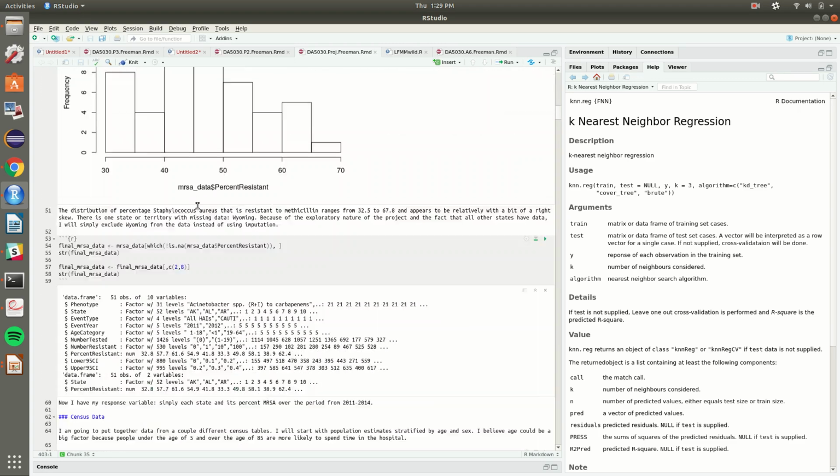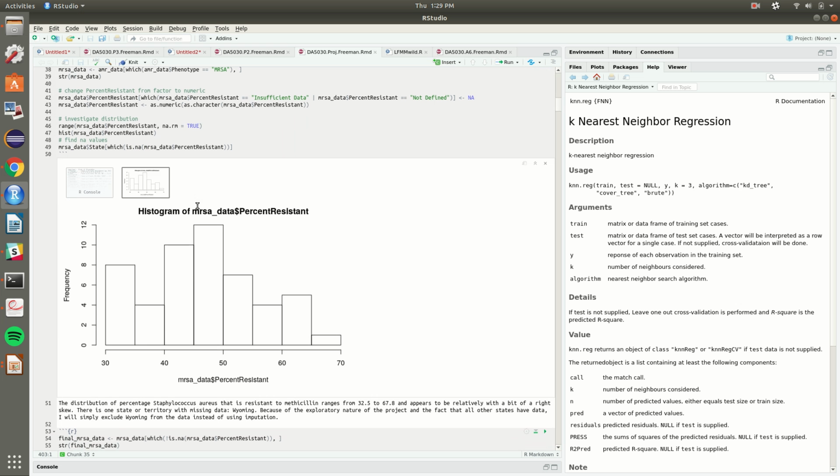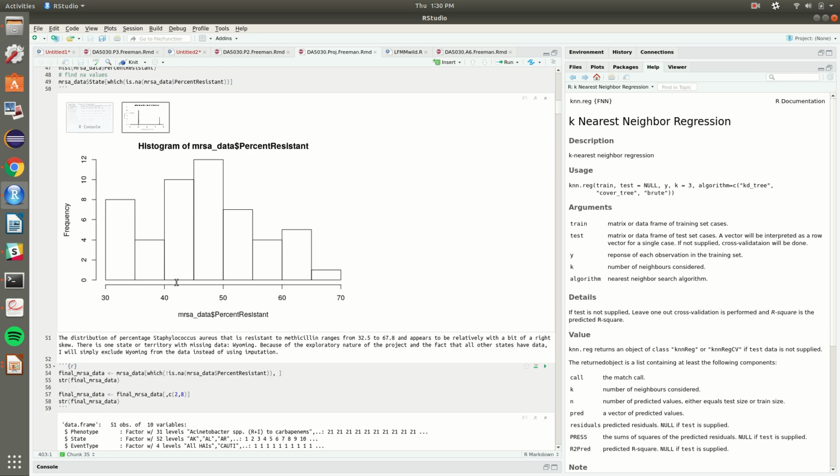The first thing I did to explore the data was I looked at the response variable, which is percent resistance. I decided to focus in on MRSA data only, so that's why it says MRSA data. But the data set includes a lot of different antimicrobial resistance data. So in this MRSA data, I made a histogram of the response, of the percent resistant. I found that across all states, most of the data falls into this 40 to 55% resistance range. There's maybe a little bit of a right skew with all these states that are in the 30 to 35% range, but overall the data seems relatively normally distributed and there's not a lot of outliers.